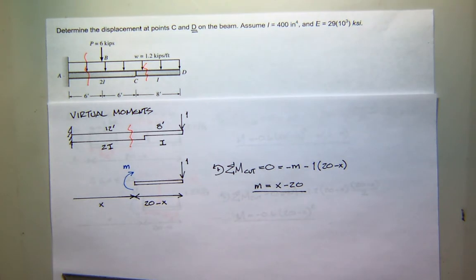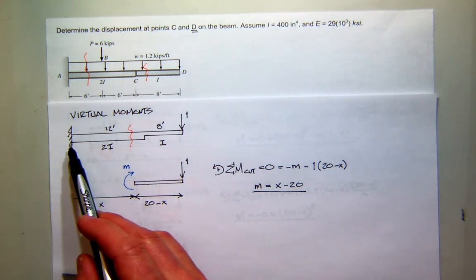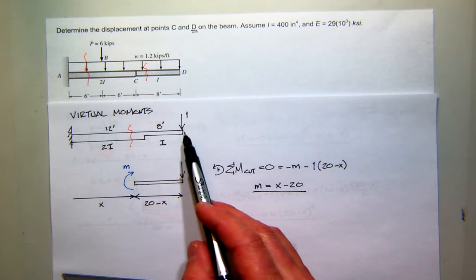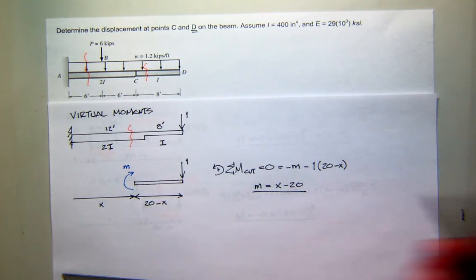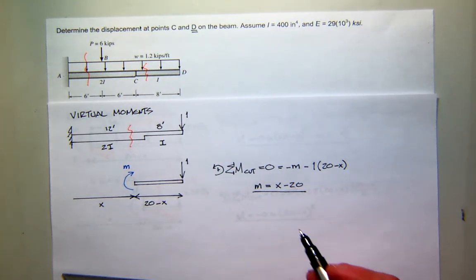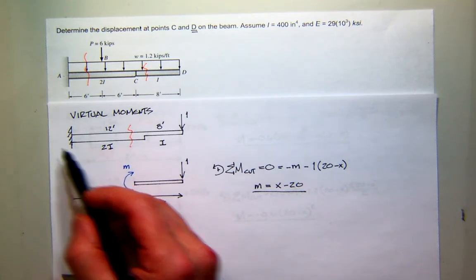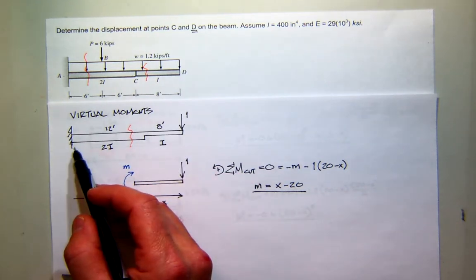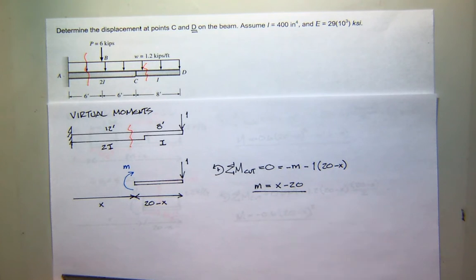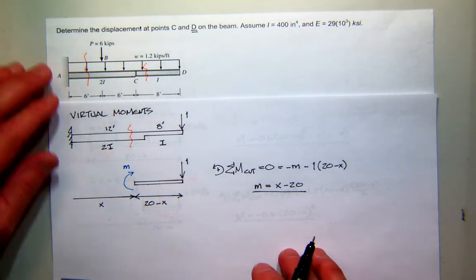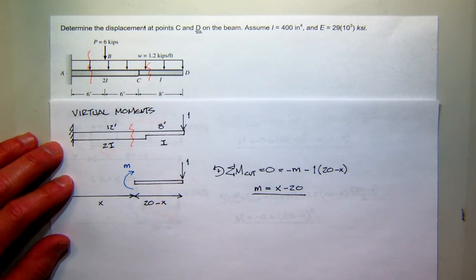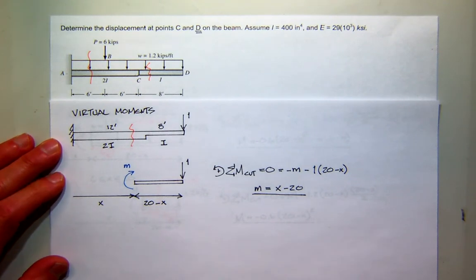Does that work? Let's see. The only thing we know now is there's no moment at the free end, so when x is equal to 20, it's 0. I'm just looking at this quickly and see that my reaction moment will be 1 times the distance, which is 20. So when I put in 0 here, I do get 20. So that seems to be a valid one. So far, so good? All right, so now let's do the integration part.